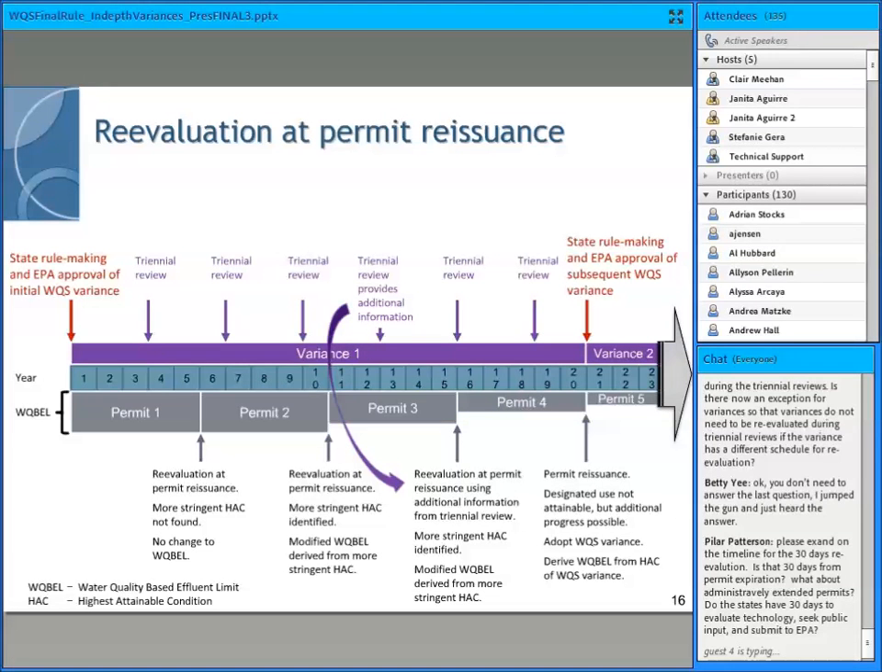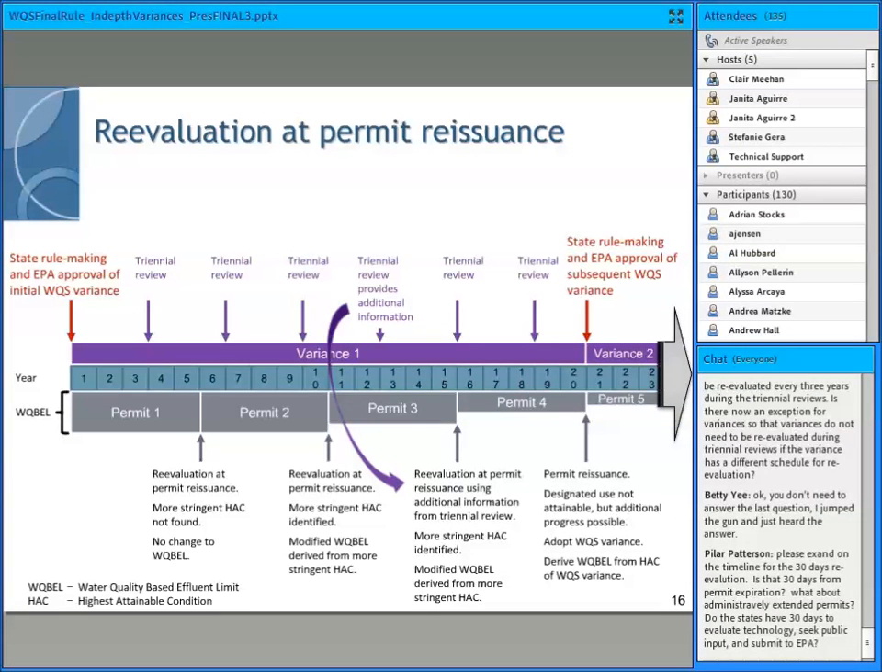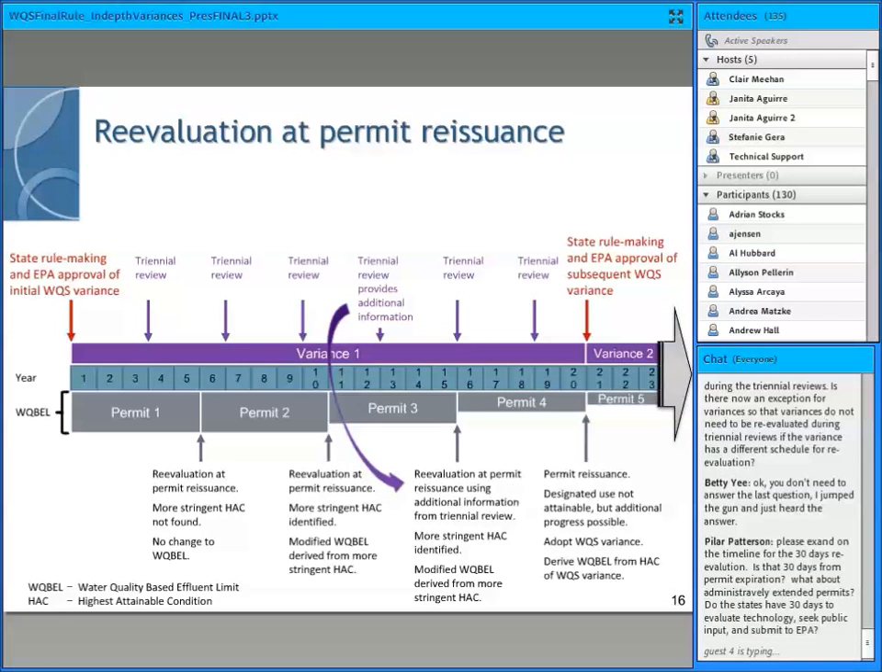In years 11 through 14, during the third permit cycle, the state or tribe performs a triennial review. Unlike the previous 3 triennial reviews, however, in this hypothetical example, the triennial review reveals new data or information suggesting greater pollutant reduction may be feasible by the permittee. However, also notice that the permit limit during the third permit cycle does not change.